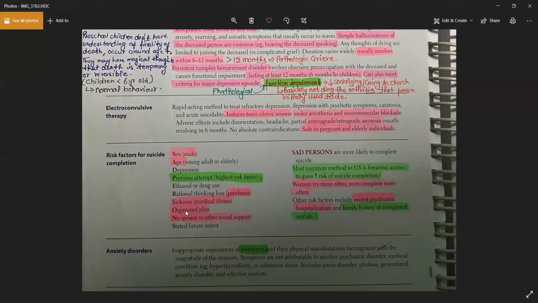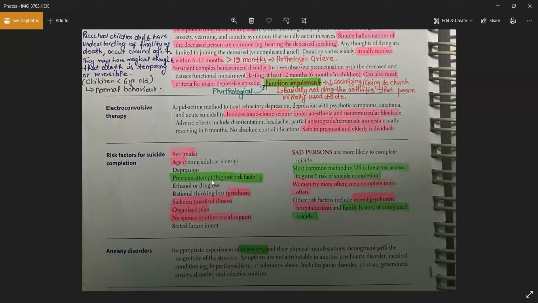Very important: please note that the most common method of suicide in the United States is firearms. So whenever you encounter a patient who tells you that they have a firearm in their home, you must advise them to lock the firearm. But the most important risk factor for suicide is a previous attempt.